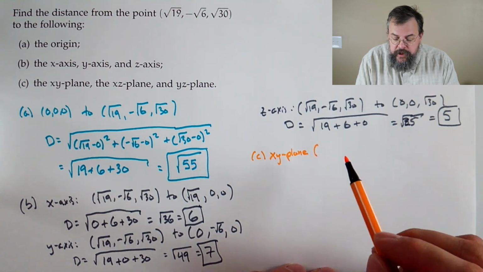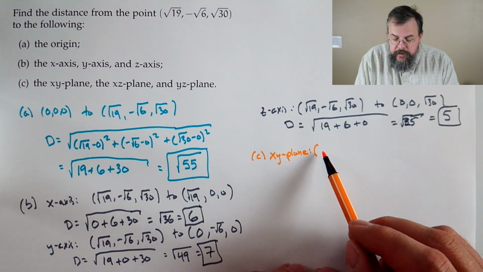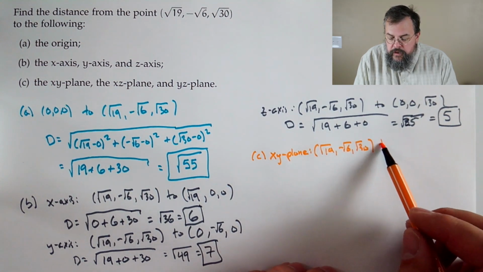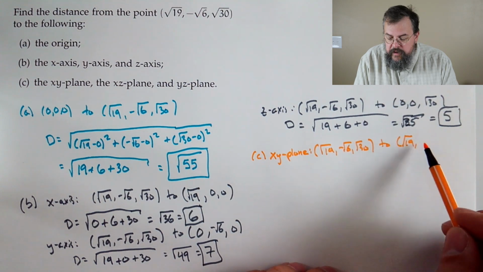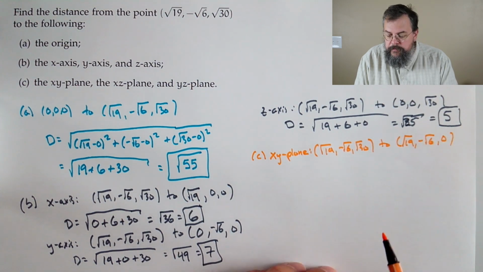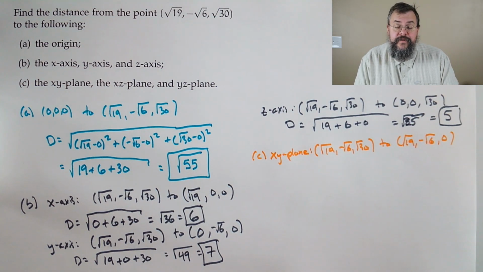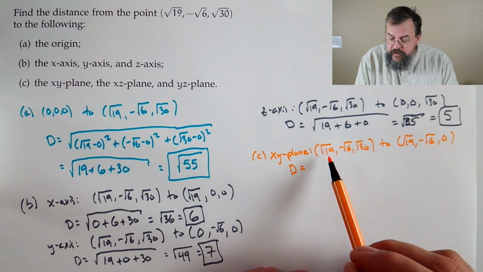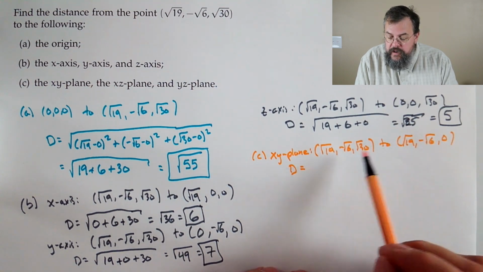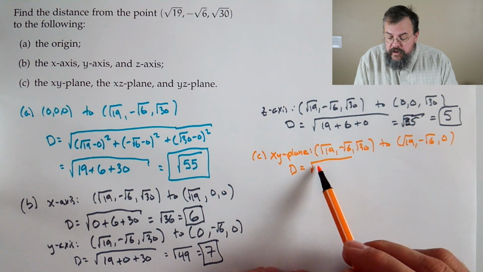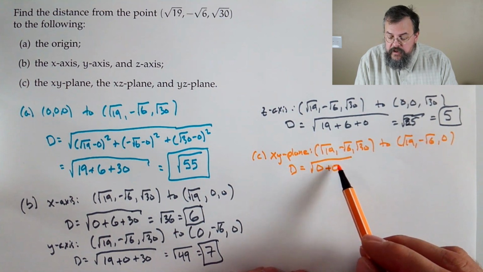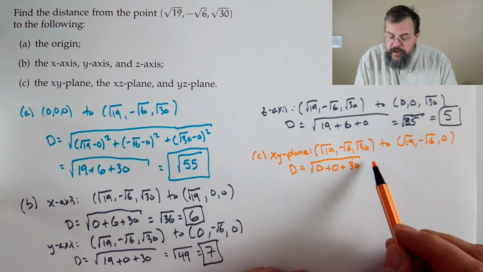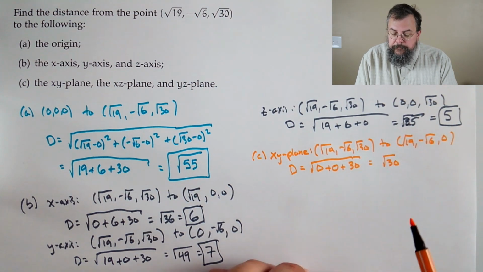So what do we end up with? Well, we're going to take our point, square root of 19, minus square root of 6, square root of 30, the x and the y stay the same, and the z goes to 0. Now, what happens? Well, when you take our distance, something pretty nice happens. The square root of 19 and square root of 19, no change. Minus root 6, minus root 6, no change. Root 30 and 0, well, that's root 30 squared, makes that 30. So we end up with root 30.